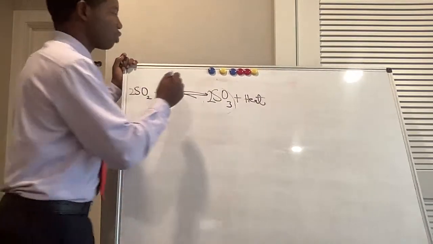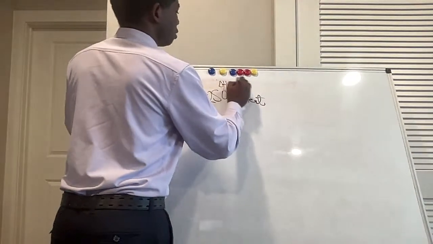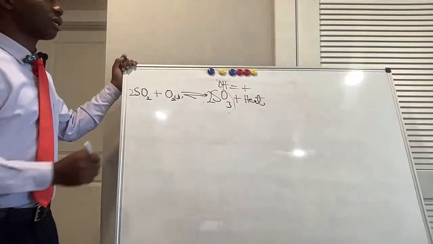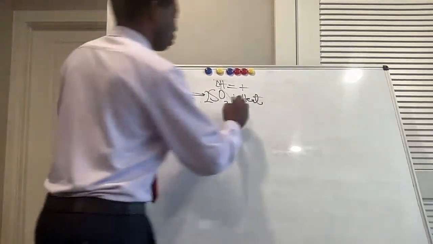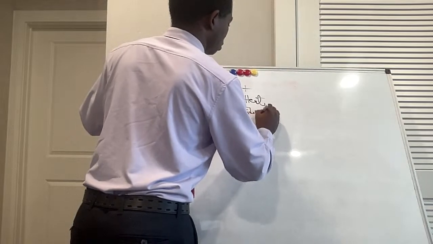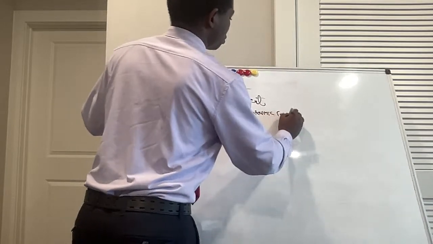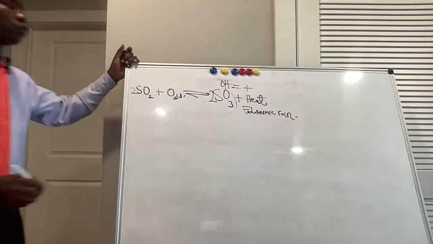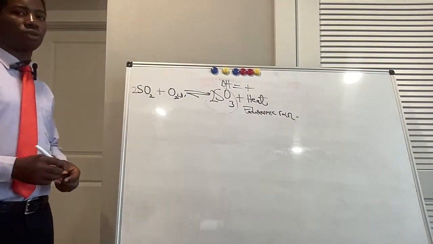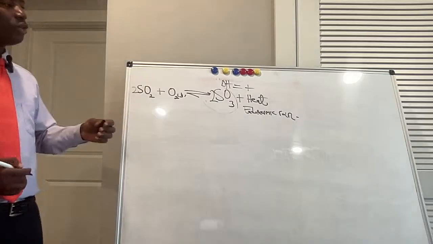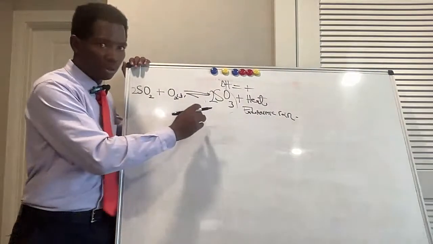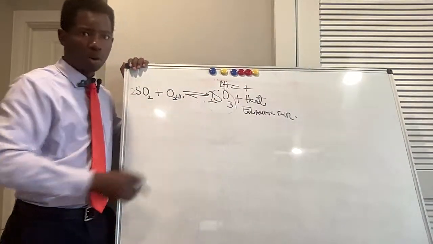When this reaction changes enthalpy, this is an endothermic reaction. So as the reaction proceeds forward, more sulfur 6 oxide is produced. So if that's the case, when you increase the temperature, what happens? More of sulfur 6 oxide will be produced.